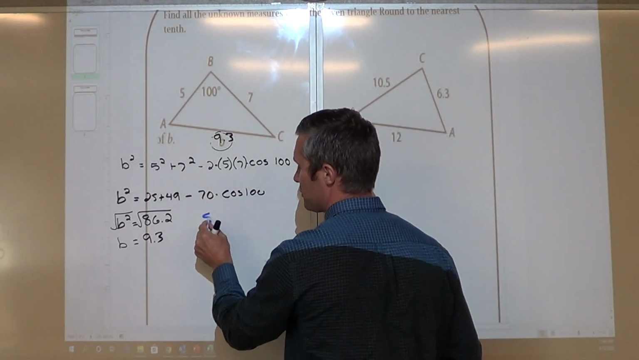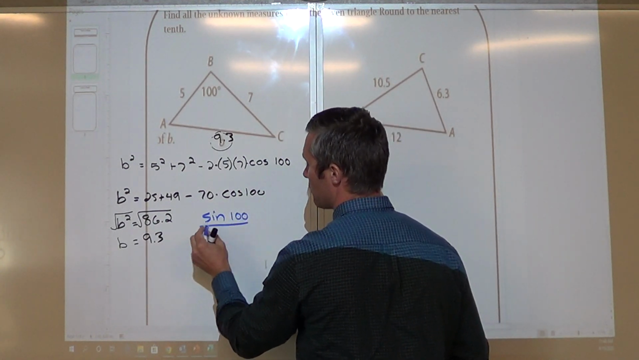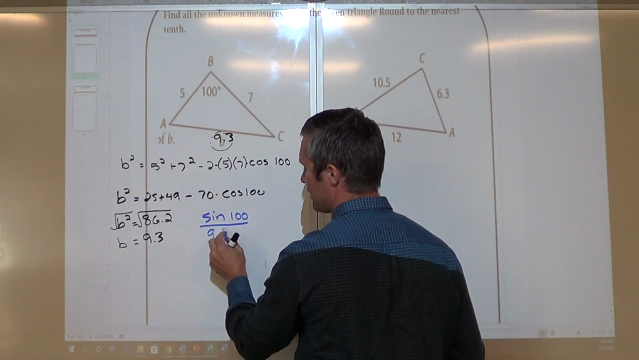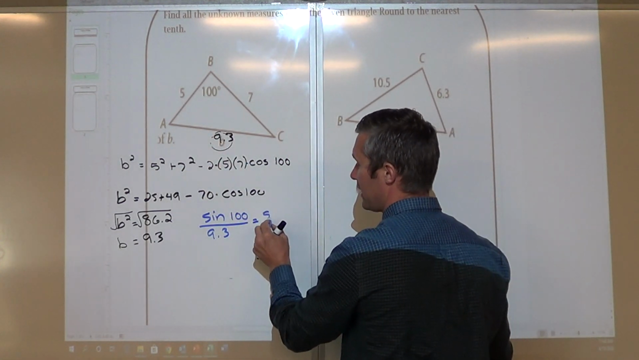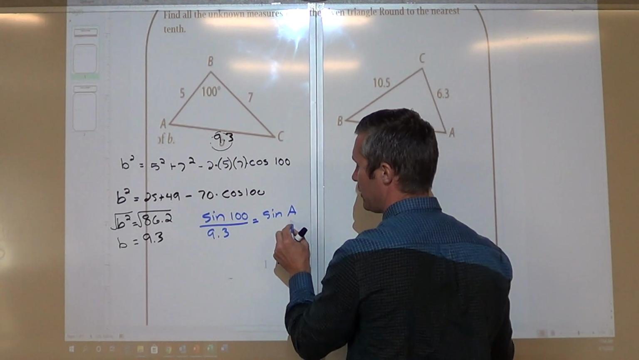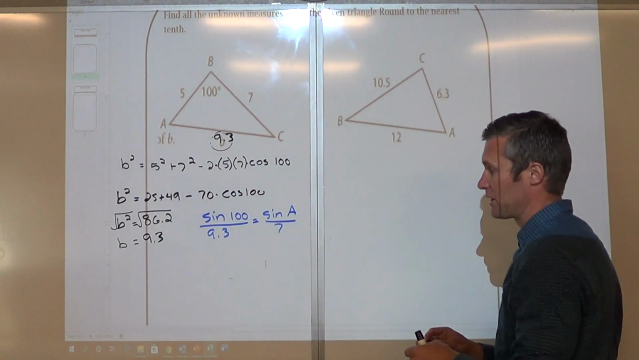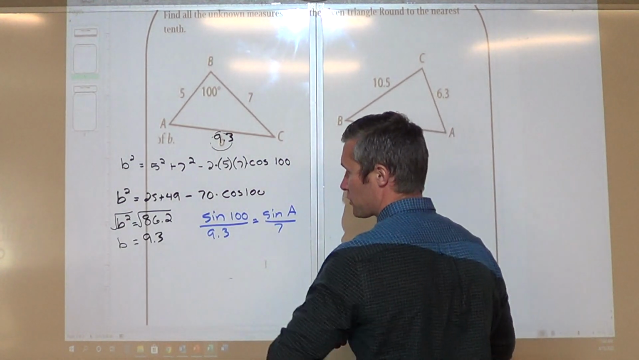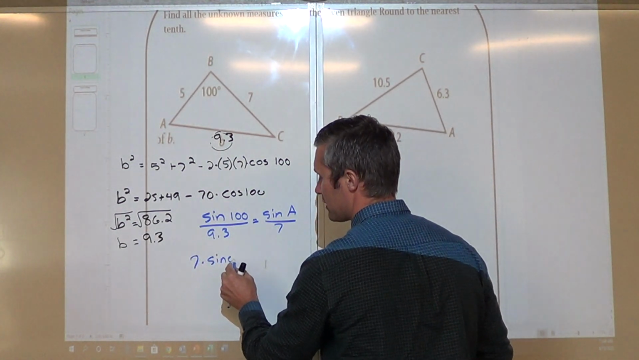So I'm going to go ahead and do sine of 100 over 9.3 equals, and we'll solve for A, the sine of angle A over 7. So again, I want to find the measure of angle A. I know I'm going to have to do the inverse sine. So when I do this, this is just 7 times sine 100.